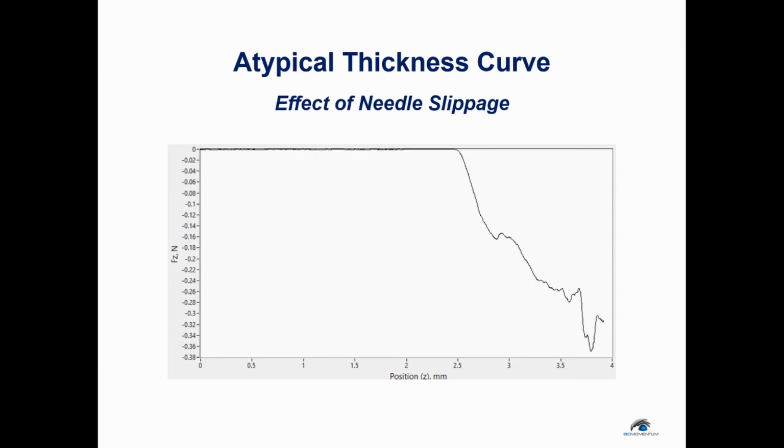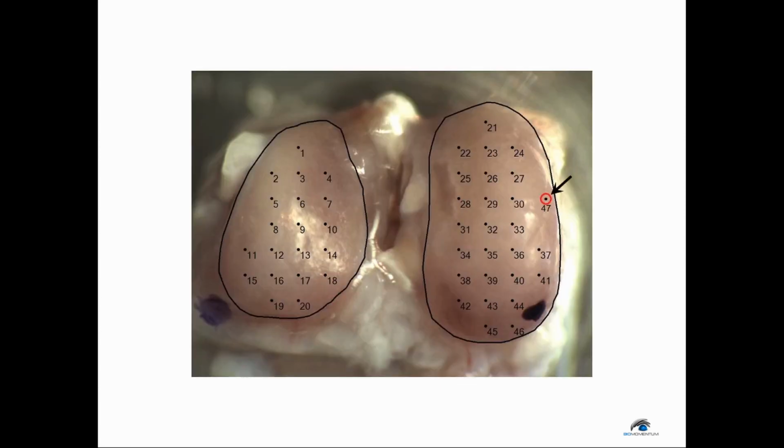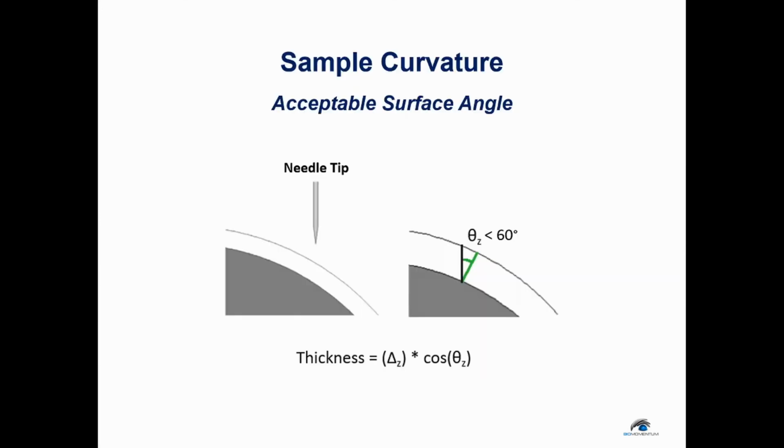Here is an example of the force that does not go back to 0 newtons, likely due to the needle slipping on the edge of a sample and thus never reaching the subchondral bone. This is likely due to either a blunted needle tip, a position too close to the edge of a sample, or a surface angle too steep. Generally, the normal indentation curves with an angle greater than 60 degrees from the z-axis should not be included in the analysis.